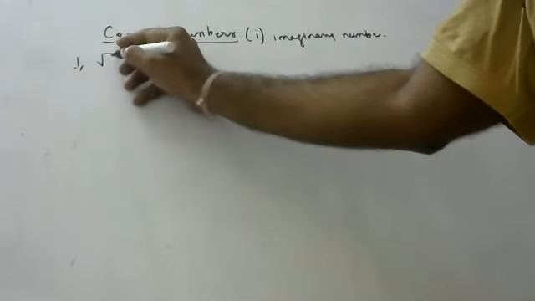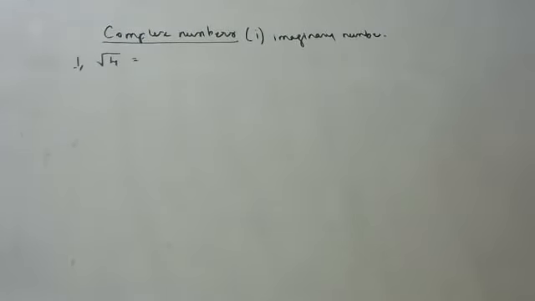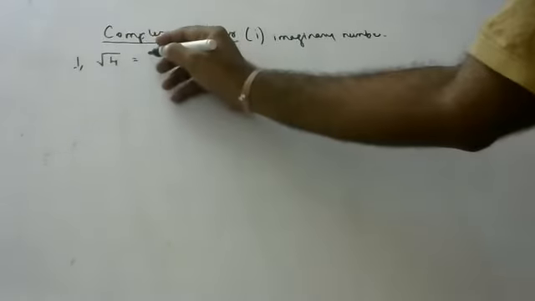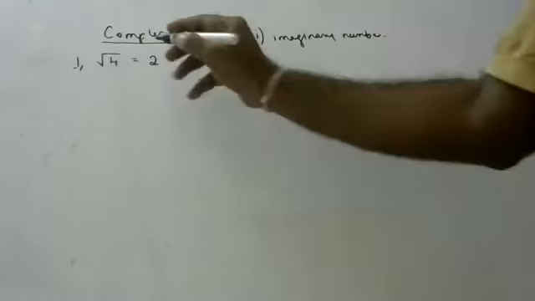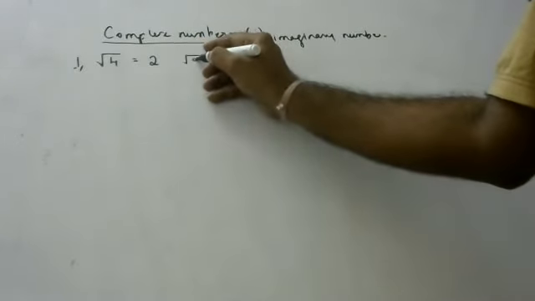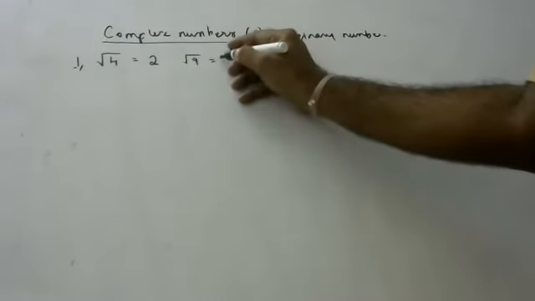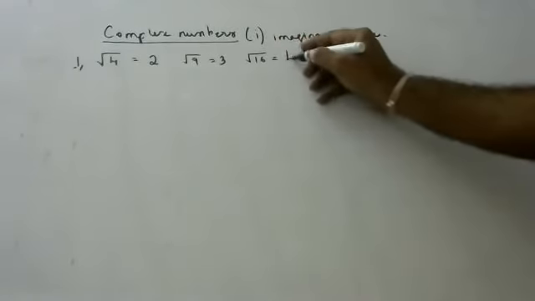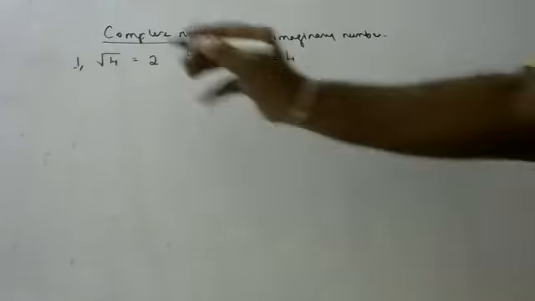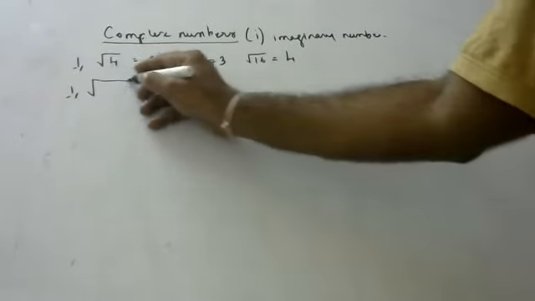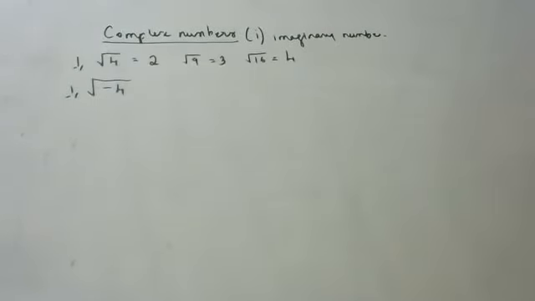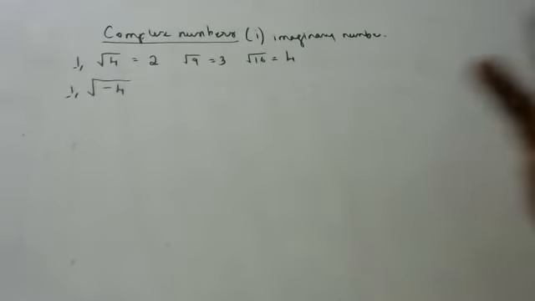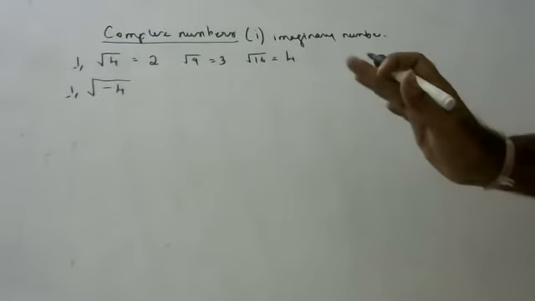Suppose I ask you, can anyone tell what is the value of root 4, children? 2. Can anyone tell what is the value of root 9? 3. Can anyone tell what is the root of 16? 4. This is very easy. But if I ask root of -4, then there will not be any answer because root of -4 does not exist.